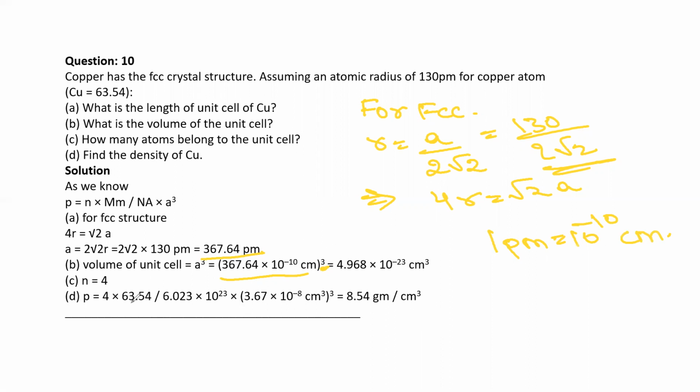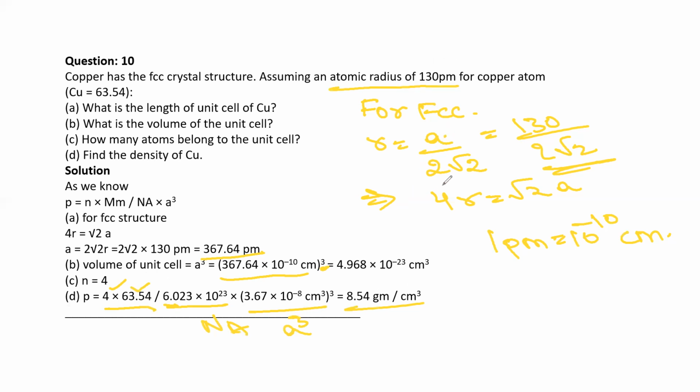And you already know how many atoms belong to the unit cell. Since it is FCC, N is equal to 4, and rho is equal to 4 into the molar mass of copper, 63.5, divided by Avogadro number into a cube. They have given only r, and from that r we have to find a. I had taken it as the length, which is not correct. The atomic radius is given, so in this case we have to find a.